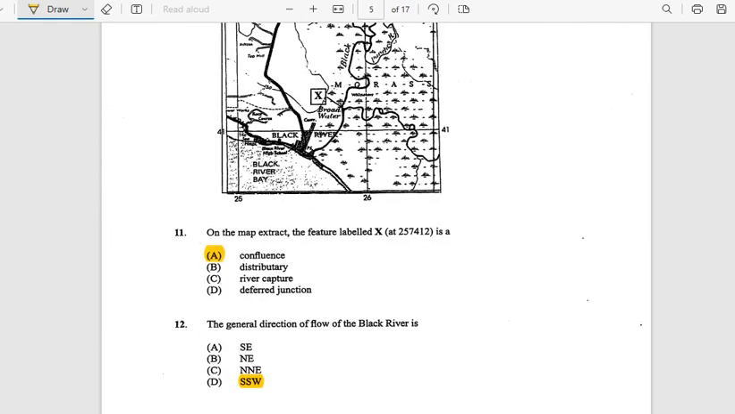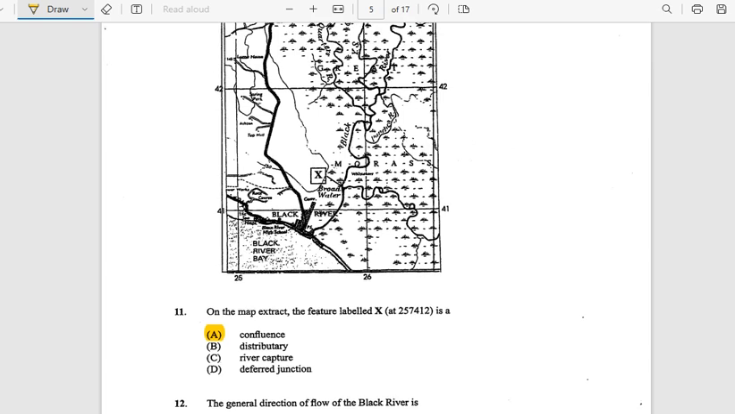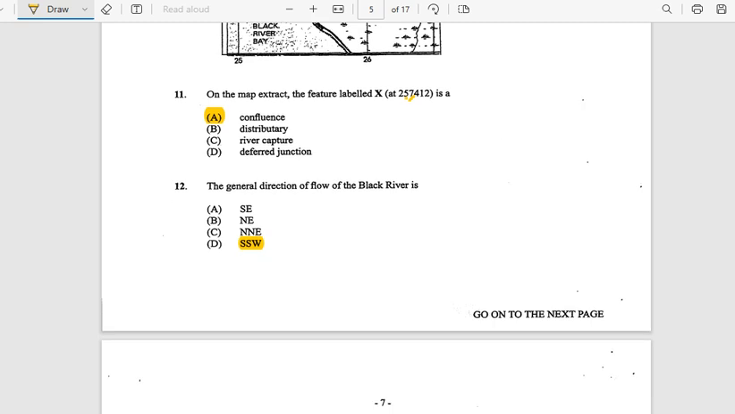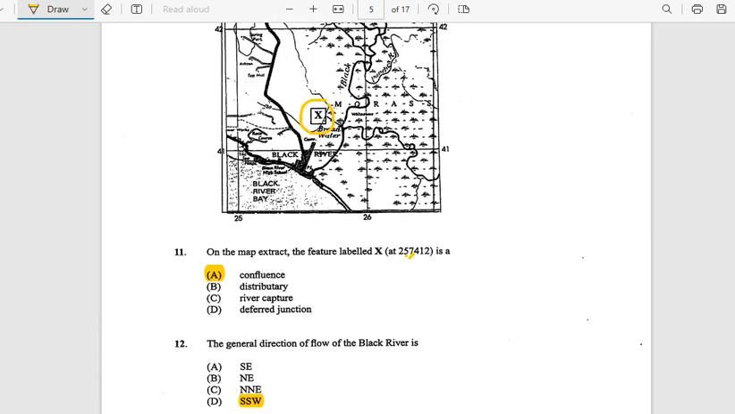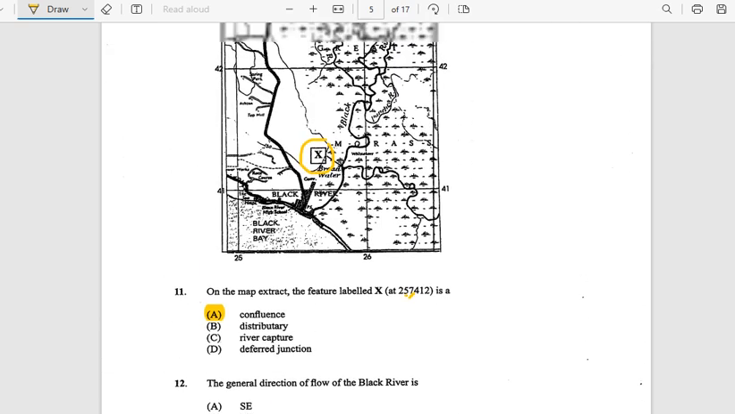Number 11. On the map extract, the feature labeled X. So we have X right here. I want to get this right. It's at 257412 on the map. So on this map right here, we would have a confluence. Number 12. Let's get into the answer real fast, guys. The general direction of flow of the Black River is SSW, which is south-southwest.